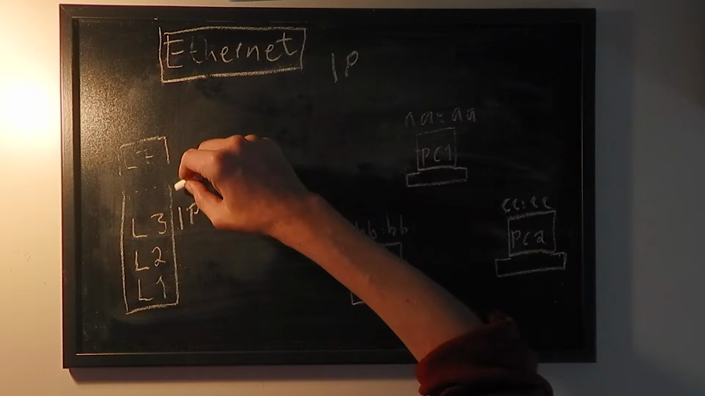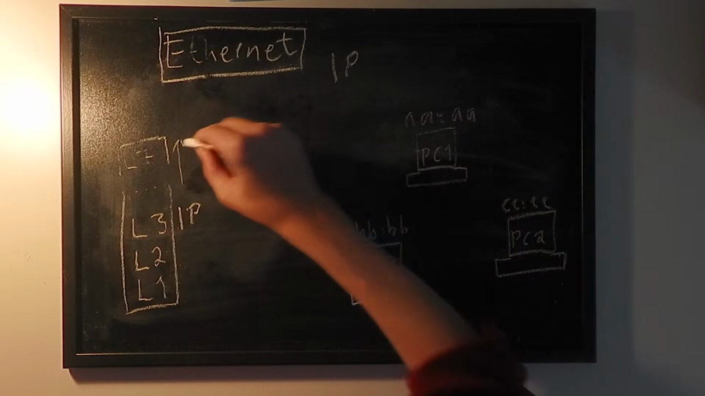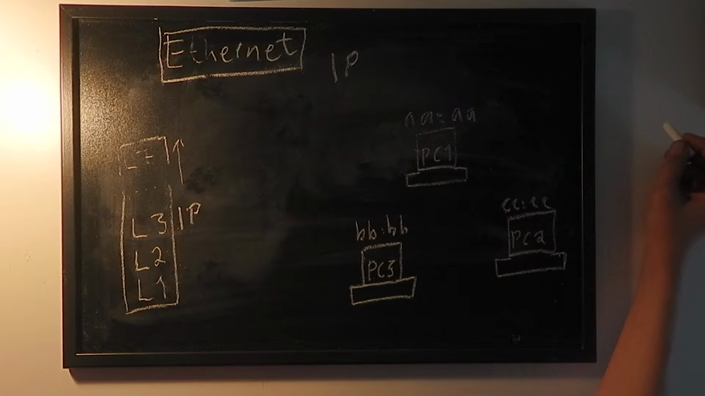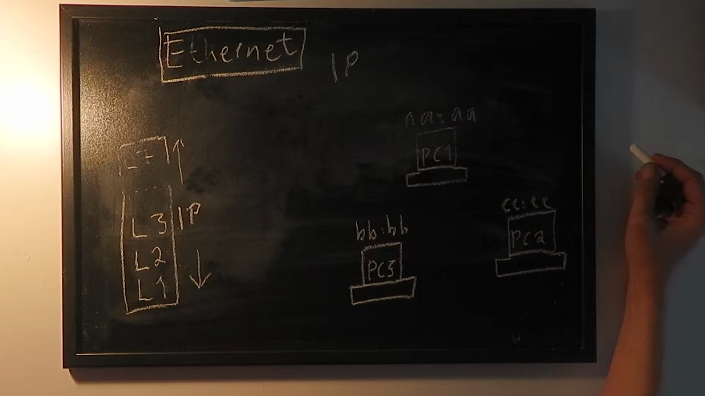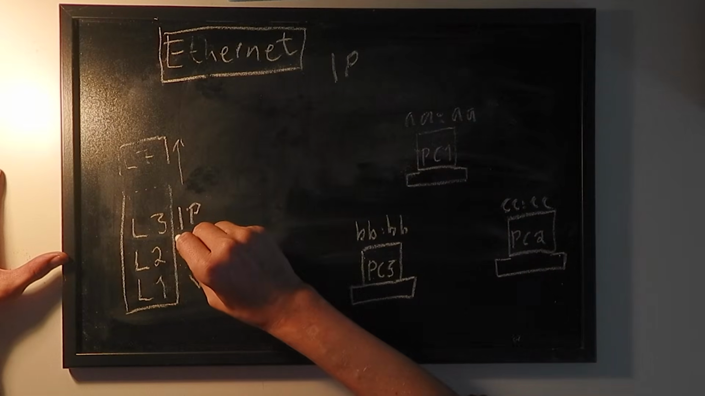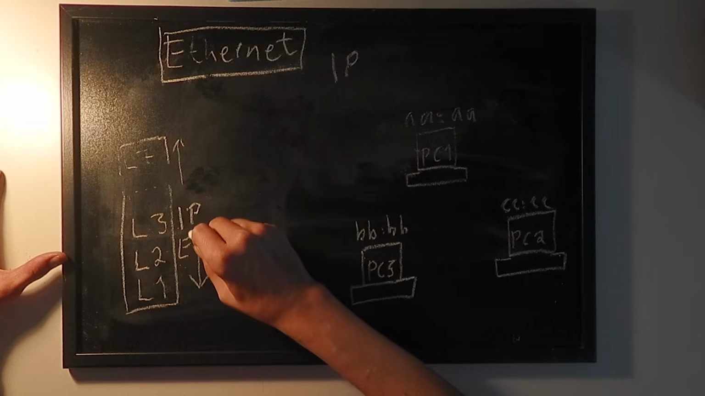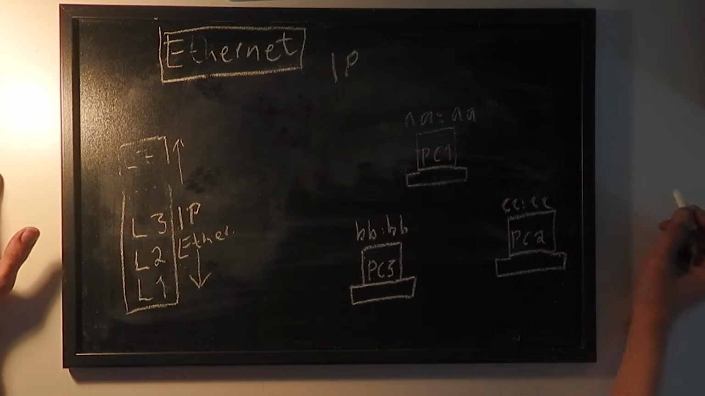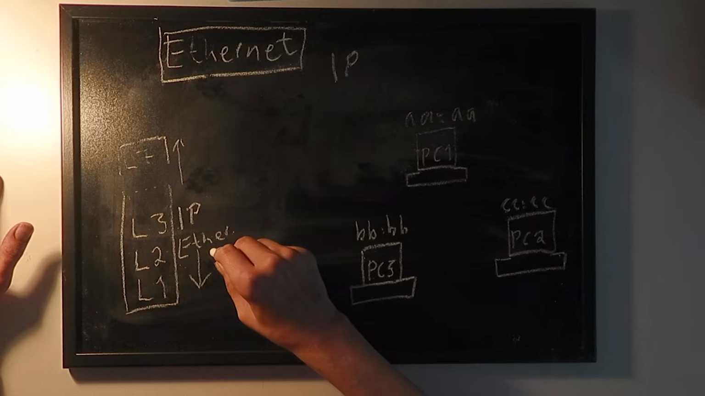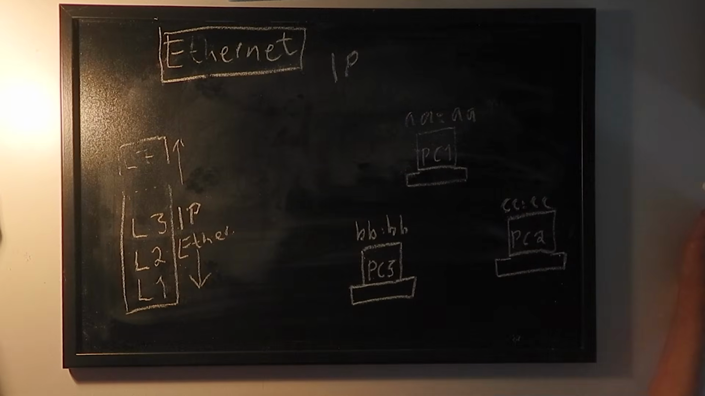The higher the level, the closer we are to the application. And the lower the level, the closer we are to the hardware. And Ethernet is primarily on layer 2, but also layer 1. But we are going to focus primarily on layer 2 today.